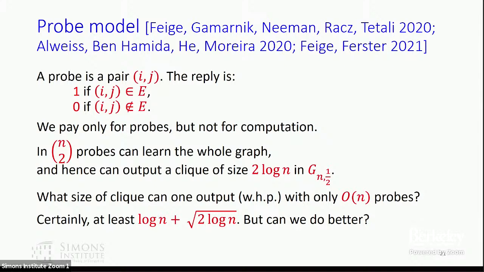So if you had n choose 2 probes, you could probe the whole adjacency matrix and find the maximum clique because there's no bound on your computation time. And the question is, what happens if you have only a linear number of probes, order n, not order n squared? So certainly you can find a clique of size at least log n plus square root of 2 log n, because we had a linear time algorithm that found it. This linear time algorithm could not look at more than a linear number of edges in the graph. So this is certainly something that you can do, and the question is, can you do better?